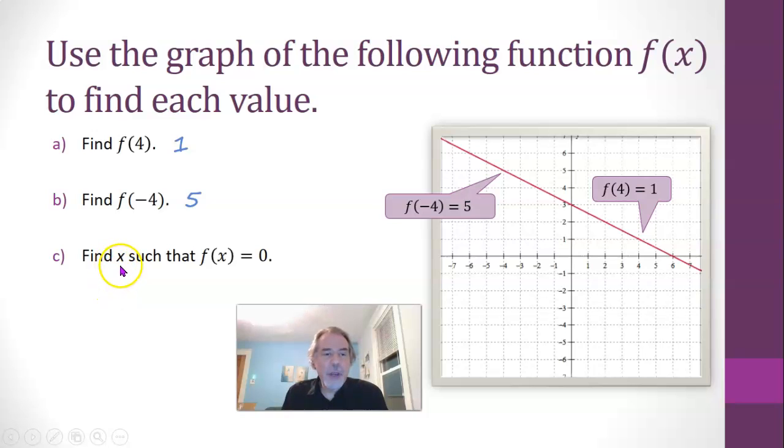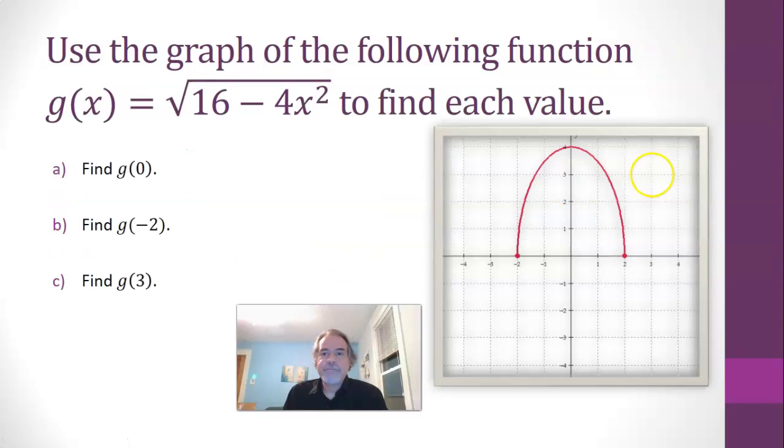Now this one's kind of the other way around. Find x such that f of x equals 0. So the first two, they gave us the x and we had to find the y. Here we have to find the x and they gave us the y. That's what f of x is, it's y. So look for a point where y equals 0. The y-coordinate would be 0 here. And then the x-coordinate is 6. So that means f of 6 is 0. So the x that we were looking for is 6.